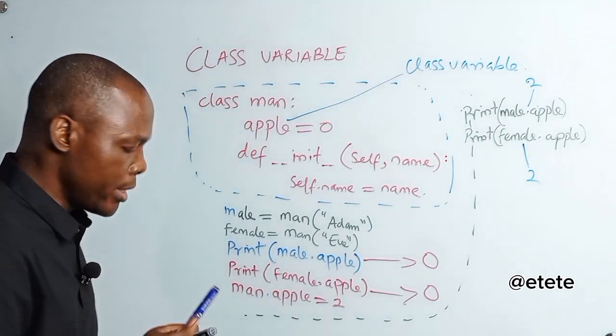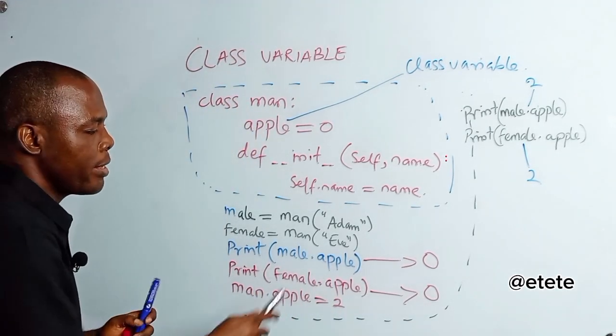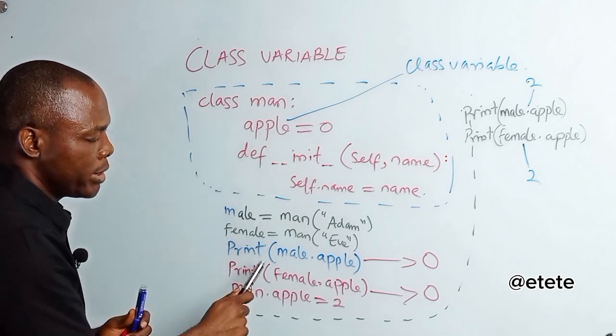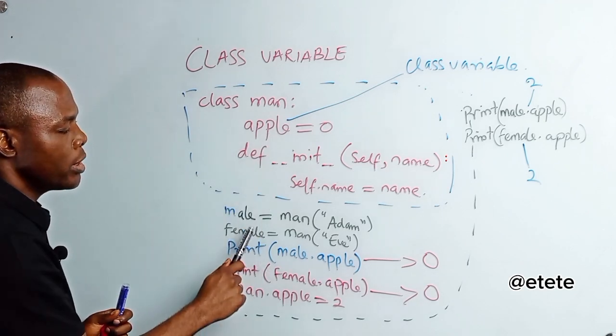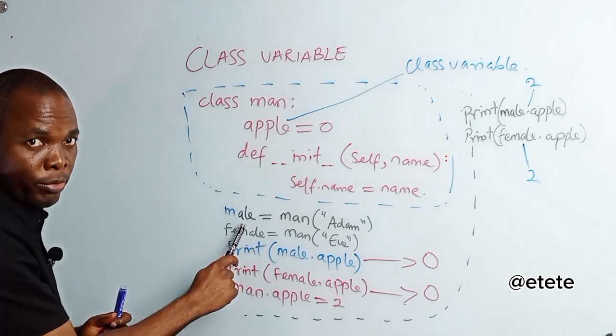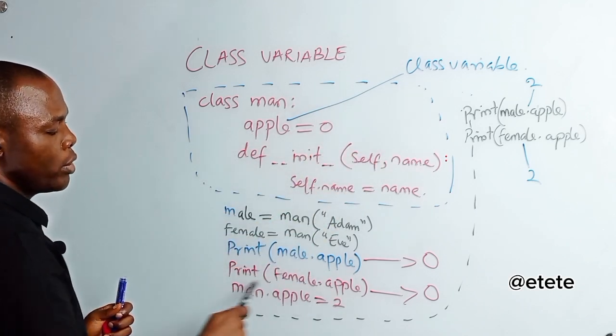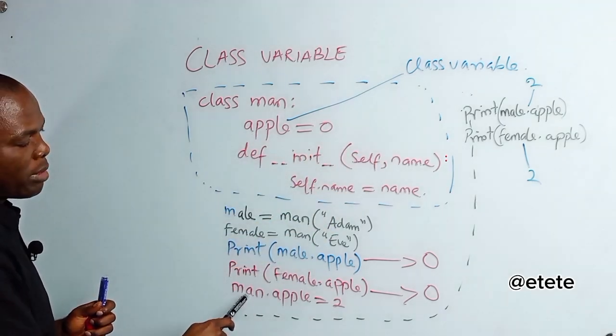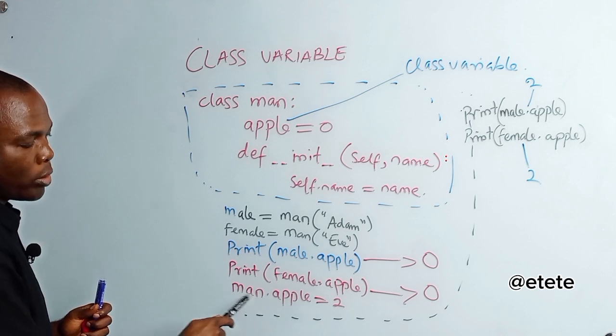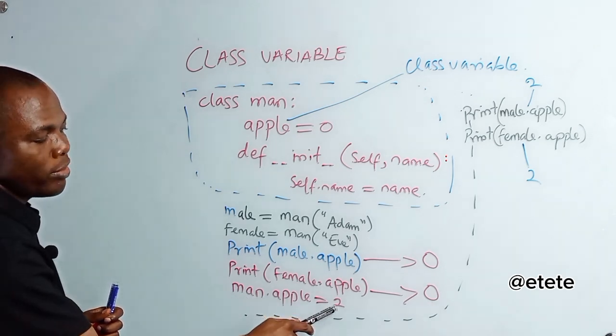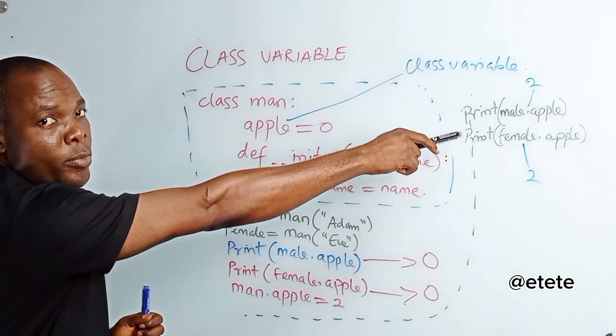Now, if I now say I want to modify this apple, but I want to modify it using the what? The object itself. I made this modification to the apple using the class. So I'm able to access the apple using the dot notation inside the class to modify it to 2. And now I decided to print it out.